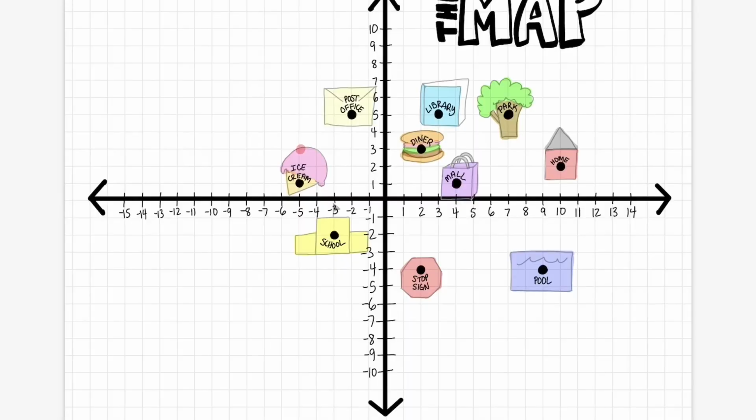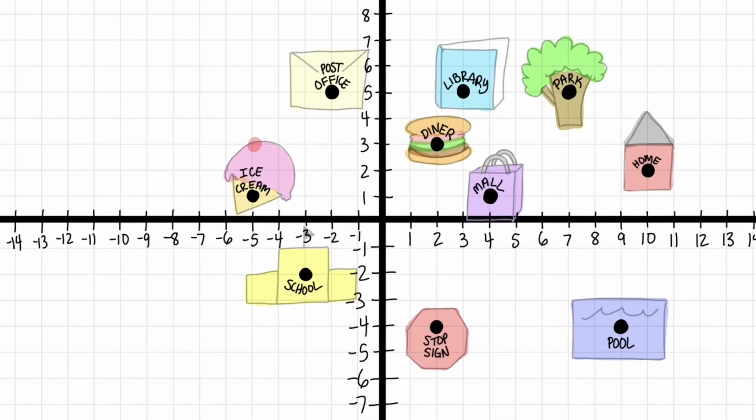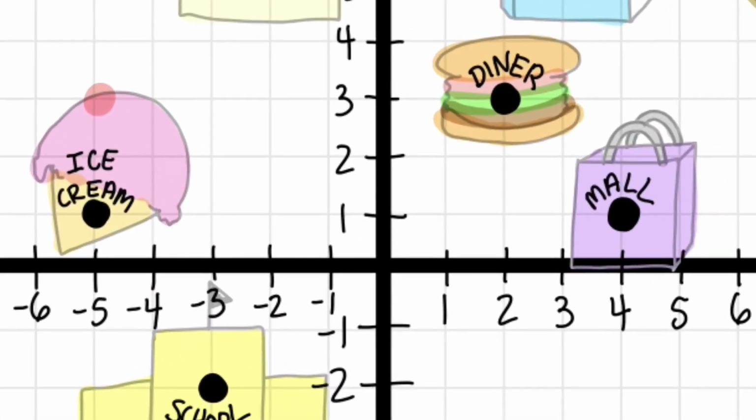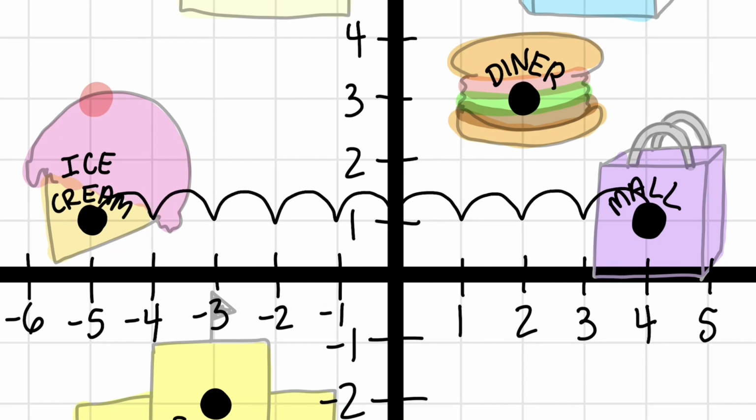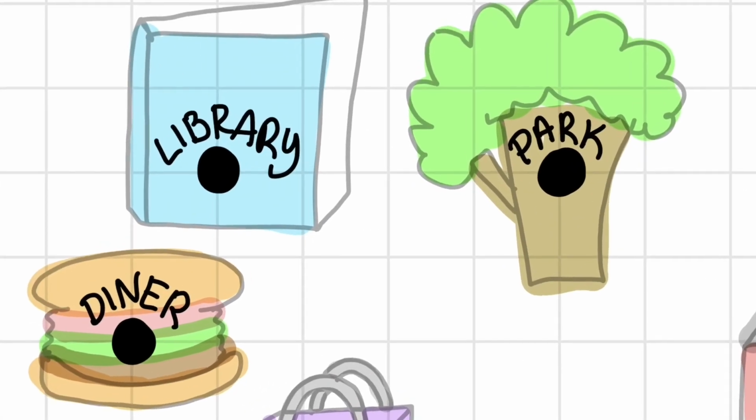While Miss Proda is getting her ice cream, let me tell you a little bit more about coordinate planes. We can use the coordinate plane to find the distance between locations. Let's take a look at our map. I can easily find the distance between the ice cream shop and the mall. Watch. 1, 2, 3, 4, 5, 6, 7, 8, 9. The ice cream shop and the mall are 9 units away from each other.